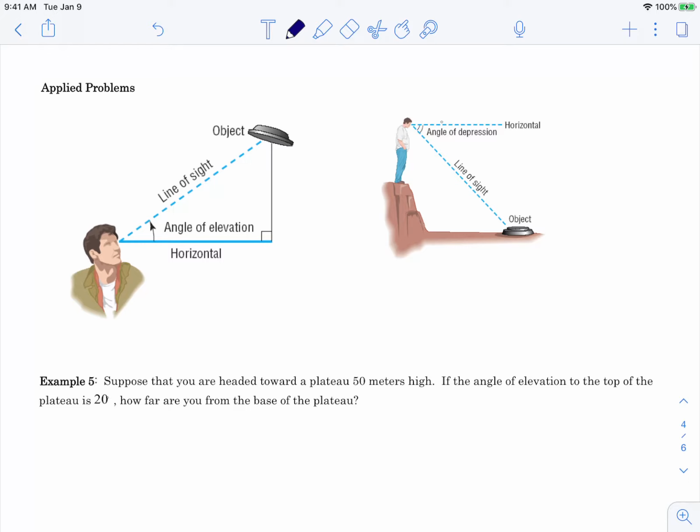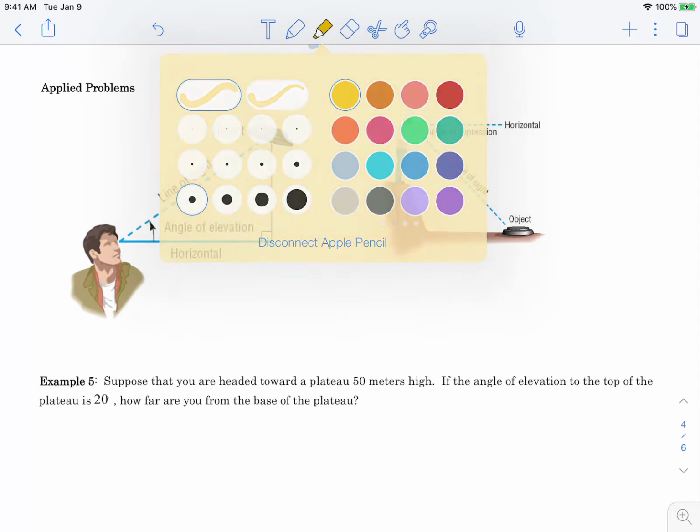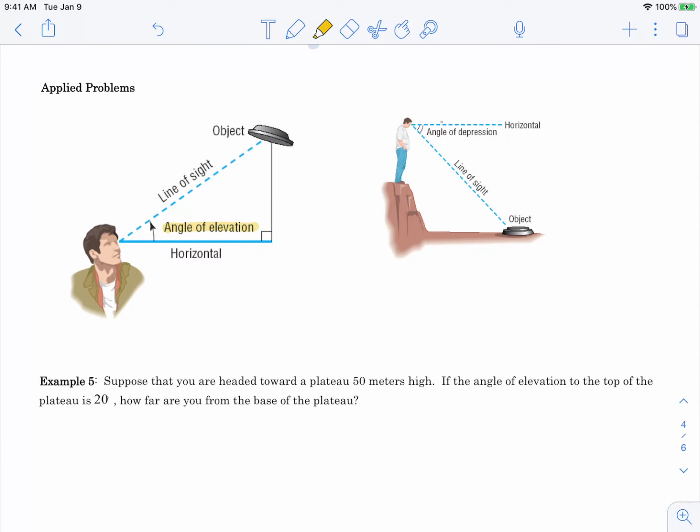All right, so let's actually use this on some applications. Some of your favorite things to do are word problems. So to go forward, there's just two new vocabulary terms. One is, let me go ahead and just change my color, angle of elevation.